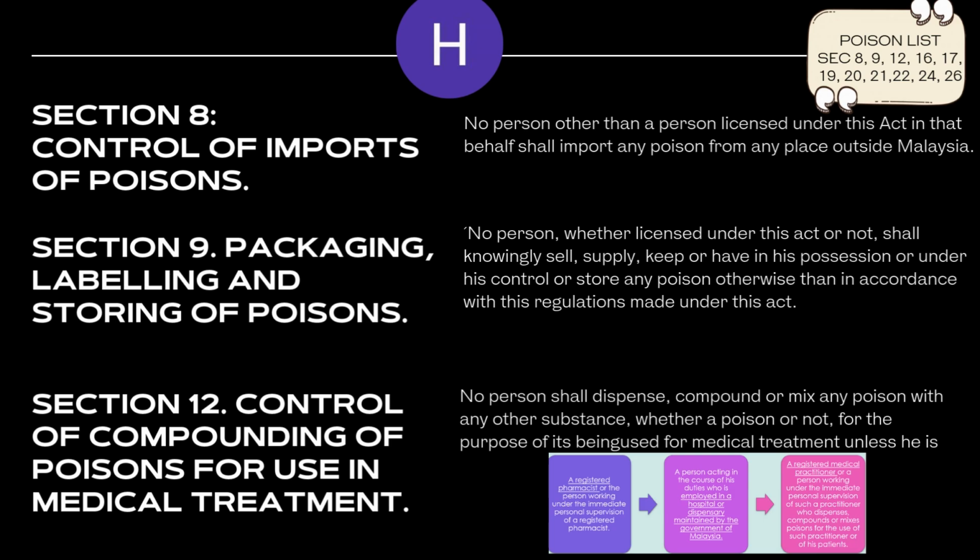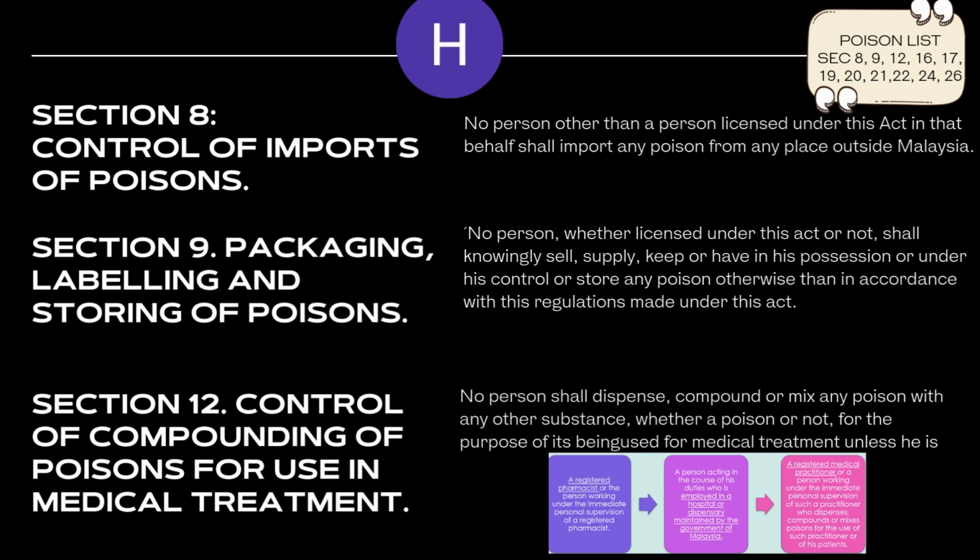The second one is section 9, which is about the packaging, labeling, and storage of poisons. Section 9 states that no person, whether licensed or not, shall knowingly sell, supply, or have in their possession under that person's control the poison.